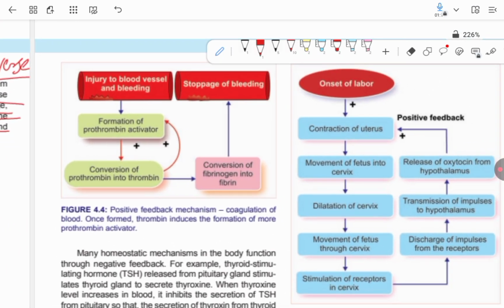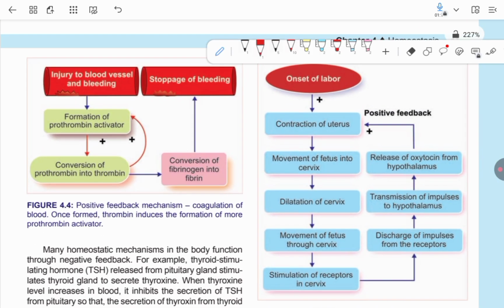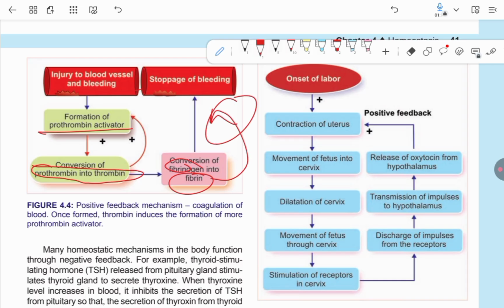Let's see the examples of a positive feedback mechanism. First one is blood clotting. Bleeding occurs through injury of a blood vessel. So there will be formation of prothrombin activator. Prothrombin will be converted into thrombin, and thrombin converts fibrinogen into fibrin, and this fibrin forms a thread-like structure, which is called a clot. And there will be stoppage of bleeding.